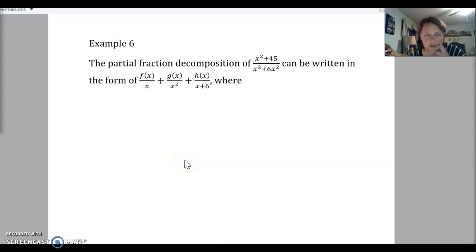Okay, I'm going to skip through a couple of these examples here. The last one was pretty similar to the previous ones. So example number 6 is where we start getting into some different denominators.